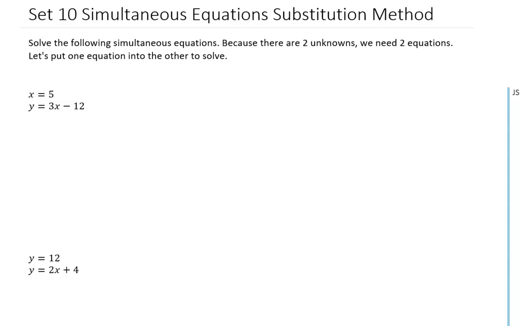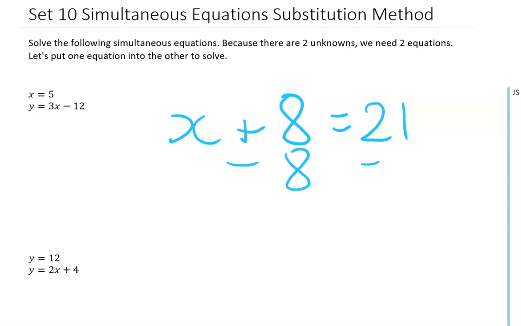It might just be x plus 8 equals 21. Okay, and you would take 8 away from both sides to solve for the x, and you'd be left with x equals a number. In this case, x would equal 13.